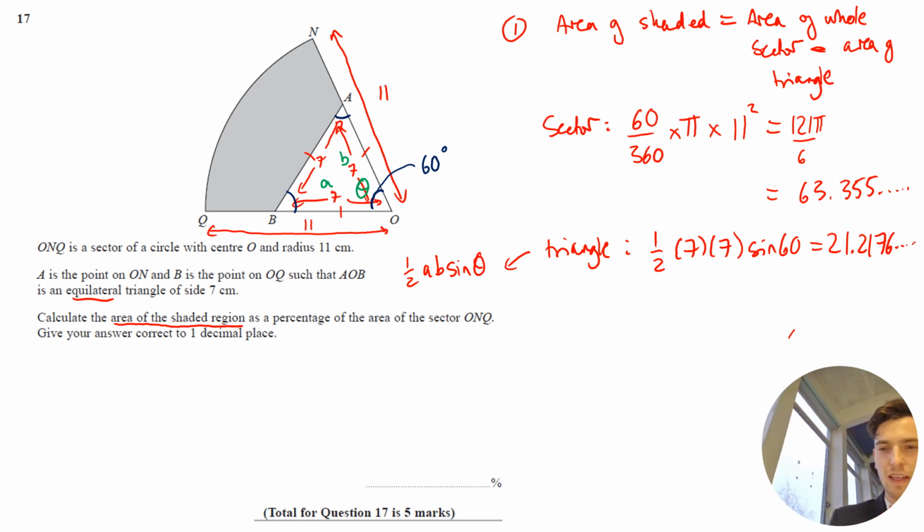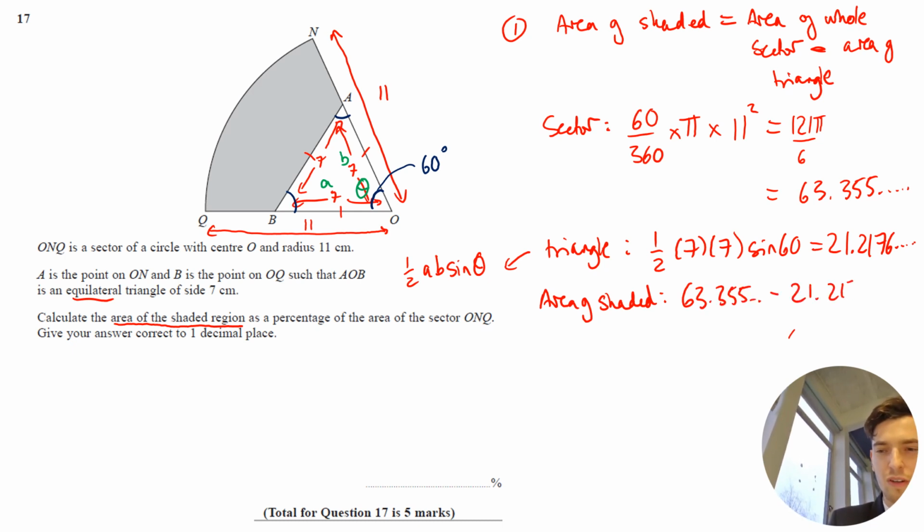Therefore, the area of the shaded region, I'm going to subtract them. So 63.355 minus 21.2167, which is 42.1374 centimeters squared. So that's the area of the shaded region.